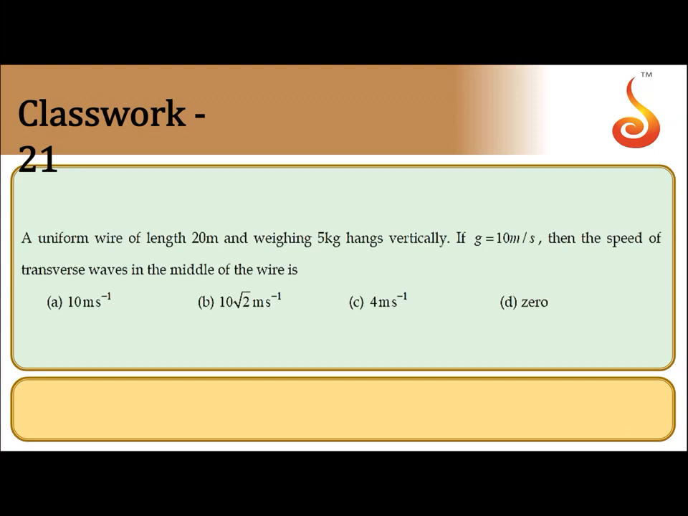A uniform wire of length 20 meter and weighing 5 kg hangs vertically. If g is equal to 10 meter per second squared, then what is the speed of transverse waves in the middle of the wire? So the mass per unit length of the wire, mu, is 5 kg over 20 meter, so it should be 1 by 4 kg per meter.